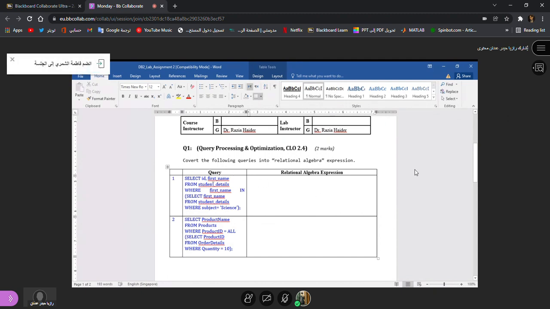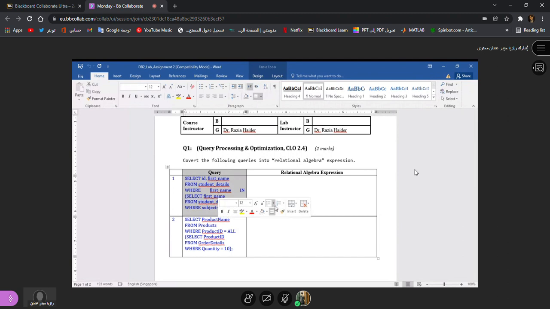Select ID, first name from student details where first name in, select first name from... it's a nested query. If you remember, it's the same as our chapter example. So you can get an idea from there, and you can write the relational algebra expression here for this one and here for this one. Any questions about that? I think it's pretty clear and very easy. Any question about this?